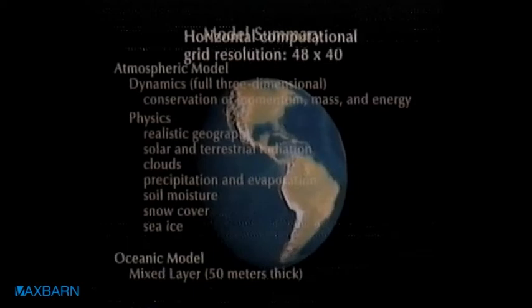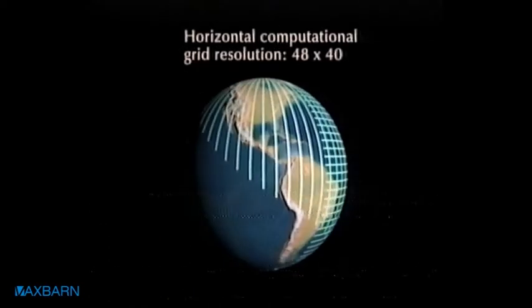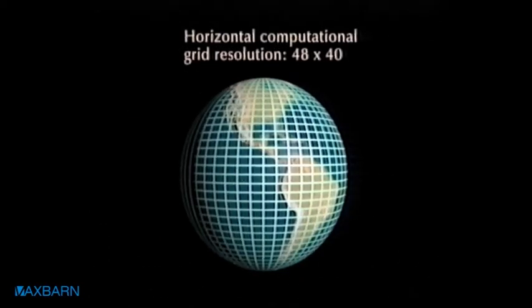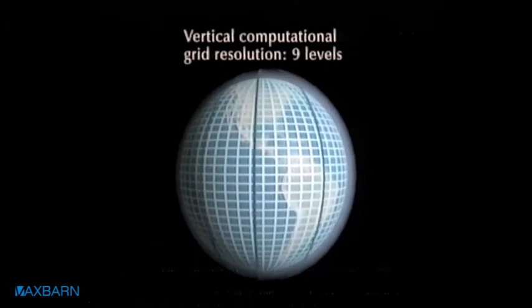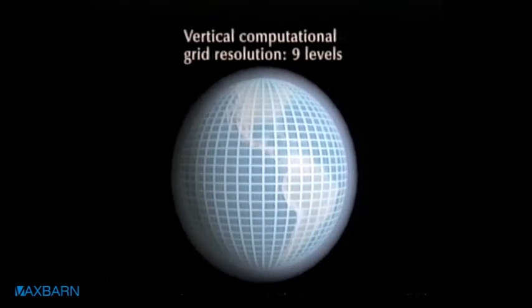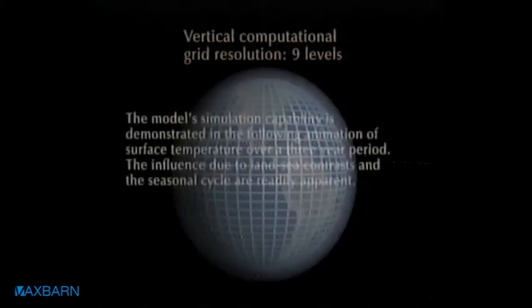The atmospheric model uses a grid of lines 7.5 degrees apart in longitude and 4.5 degrees apart in latitude. It has 9 vertical levels distributed between the surface and approximately 30 kilometers. The model equations are solved at the intersection points of the horizontal and vertical grids.